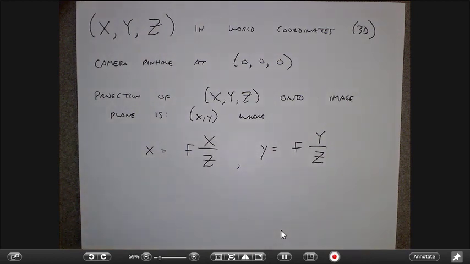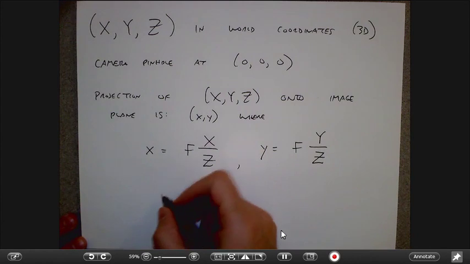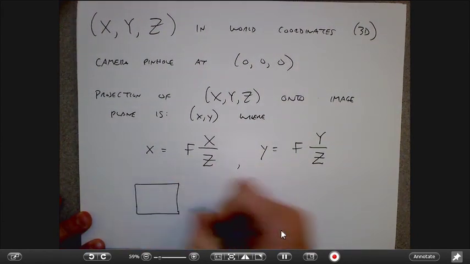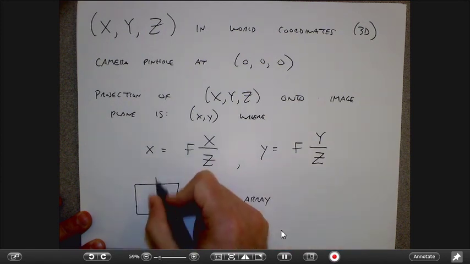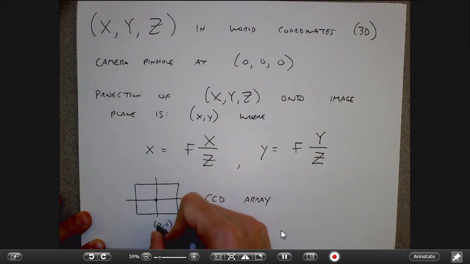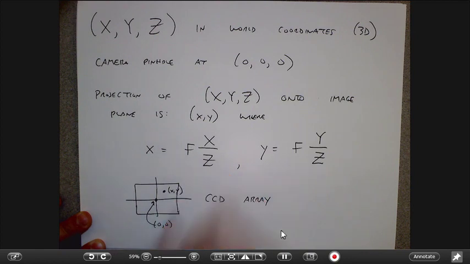is the geometry, okay? And so this basically will tell me now on the CCD array, if I imagine that this point here is 0, 0 in the middle, where little x, little y is, okay?